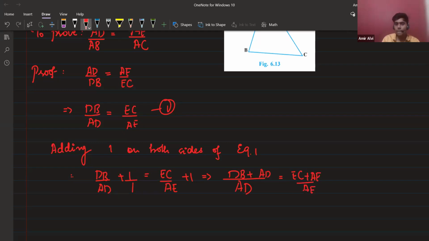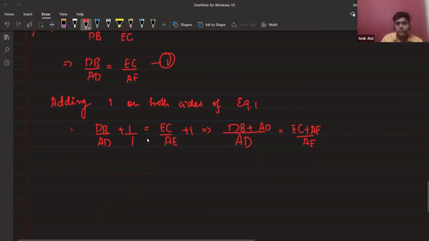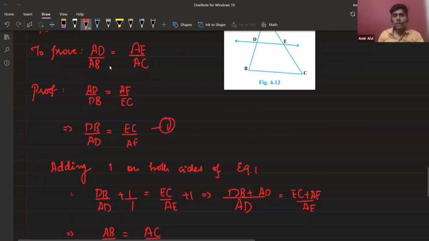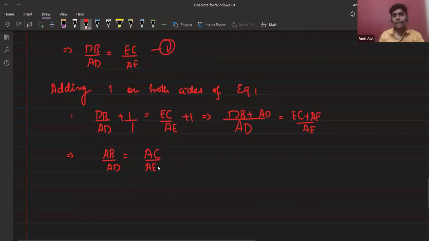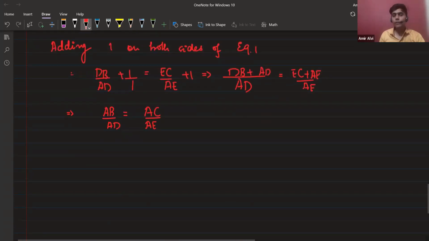Clear? Very good. So Adil, tell me, DB plus AD is what? AB. So it becomes AB upon AD is equal to AC upon AE. Clear, Adil? Yes. Now we have achieved AB by AD and AC by AE, but what we need is AD by AB. We have to reciprocate it. After that, we will be done with the proof.